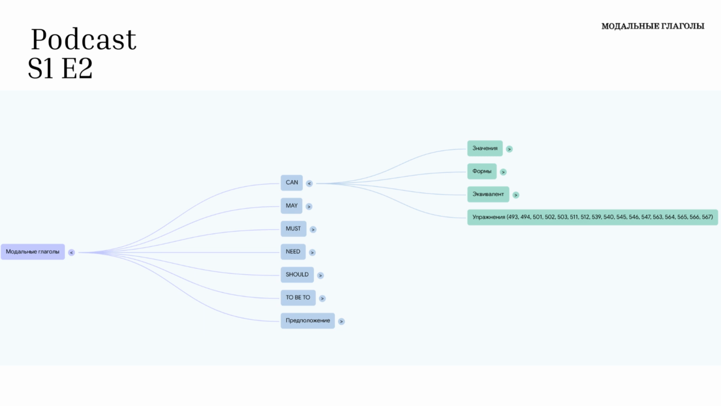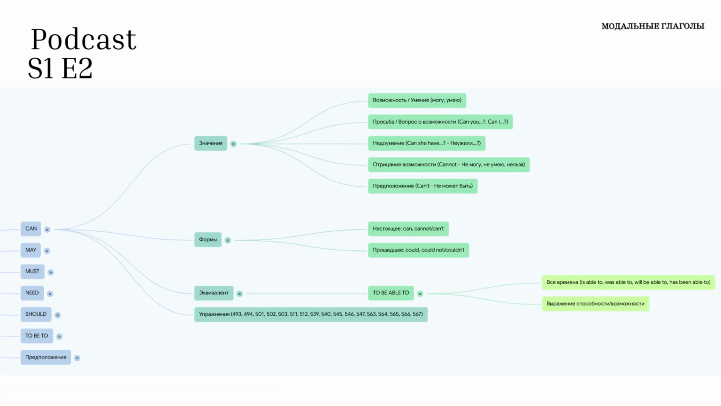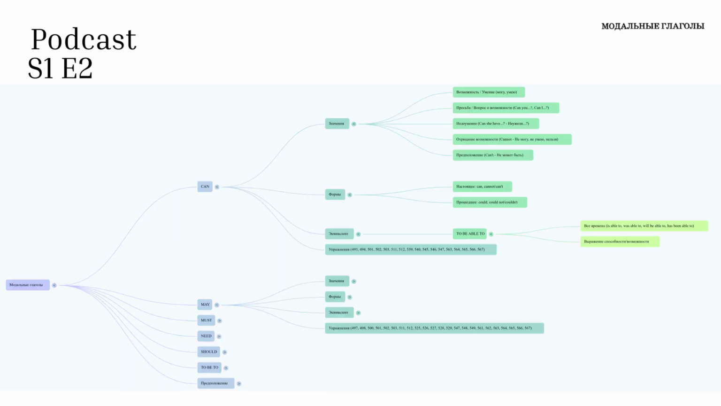They let us express ability, permission, obligation, even how certain we are about something. They add these crucial layers of nuance, don't they? They make the difference between just stating a fact and expressing, say, a possibility or a requirement or even a regret. And uncovering that depth is exactly what this deep dive is all about. We're here to unpack the core meanings and the surprising nuances of these essential verbs.